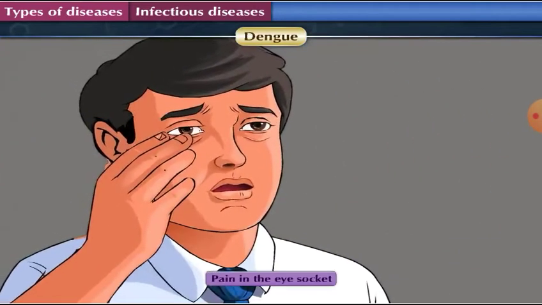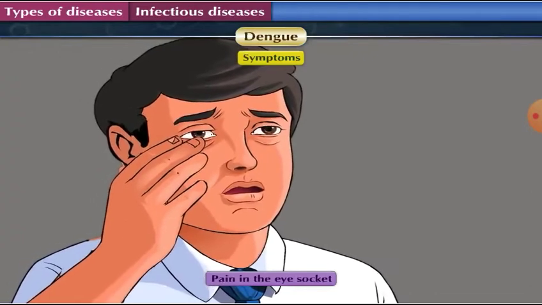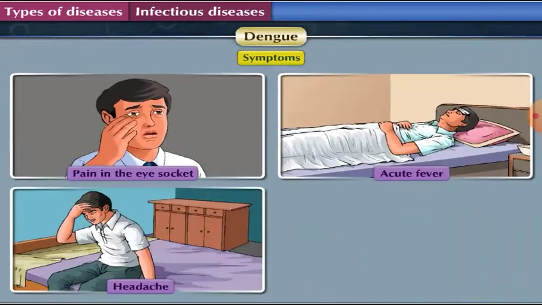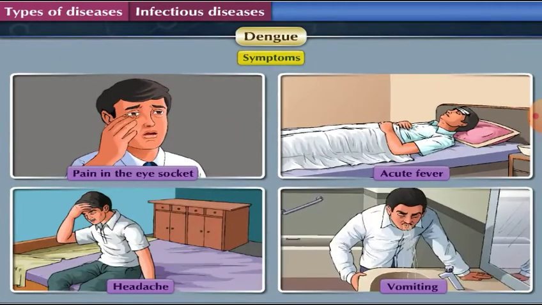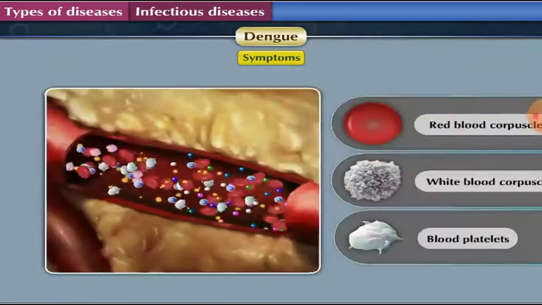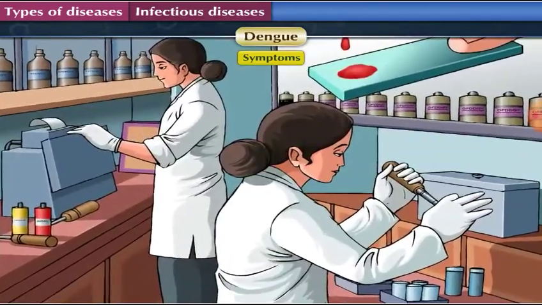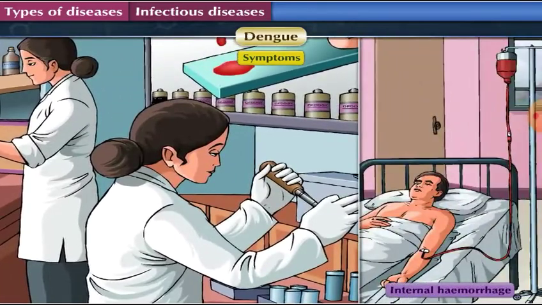Pain in the eye socket is the most prominent symptom of this disease. Acute fever, headache, and vomiting are also witnessed in case of dengue. The platelet count of a dengue patient also decreases rapidly, which may lead to internal hemorrhage.